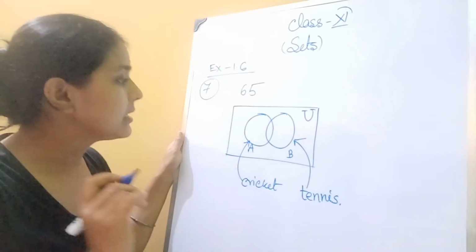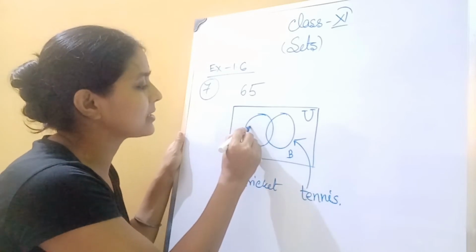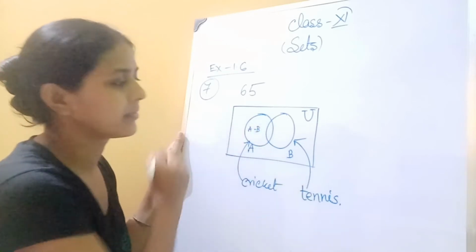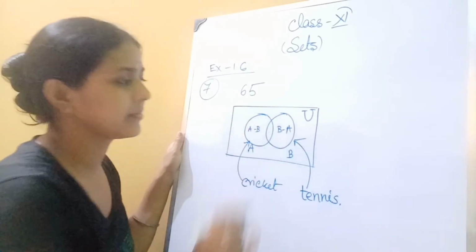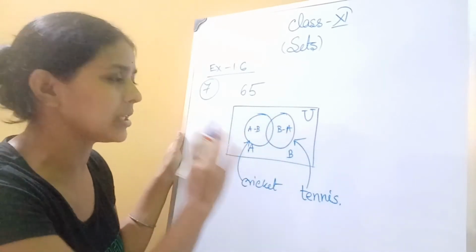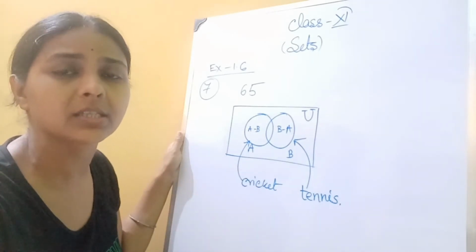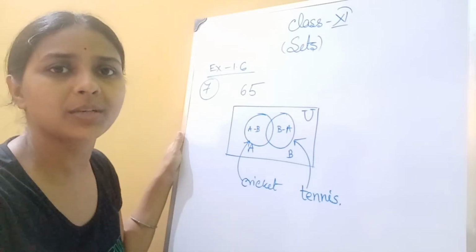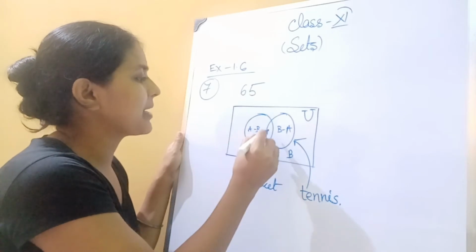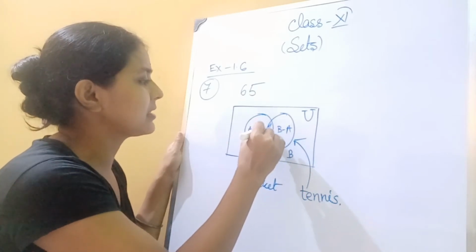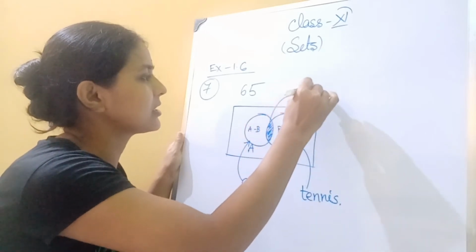Right? Now you all know that there is a portion A minus B and there is a portion B minus A. We have already discussed it in our previous session. So if you have missed the previous sessions, you can go to the description box. Again, links will be given over there. So this is A minus B, this is B minus A, and this shaded part is the common part, that is A intersection B.